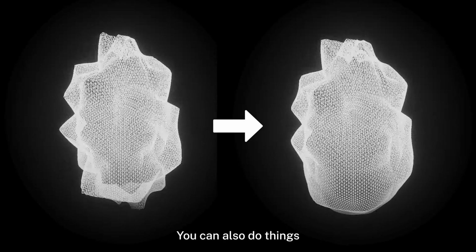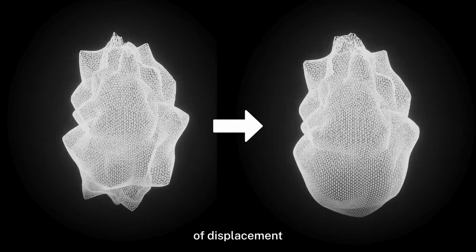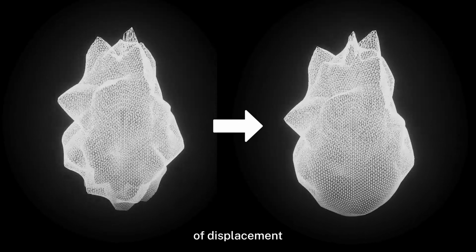You can also do things like create a mask to change the amount of displacement based on the vertical world position of the vertices to make one side experience more distortion than the other. And that's our displace node. The code is quite short, and you should now be able to understand exactly what each piece does.